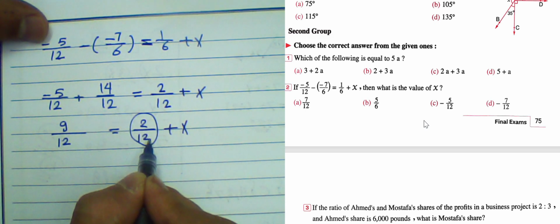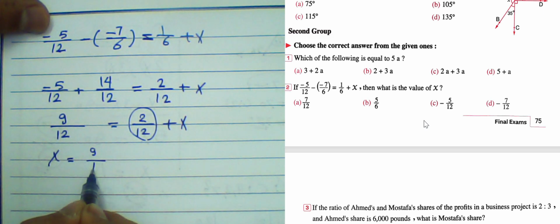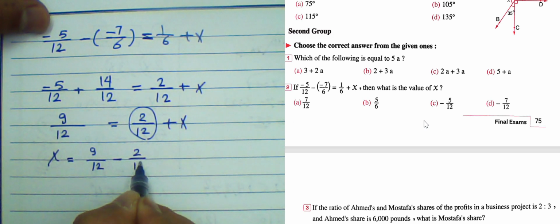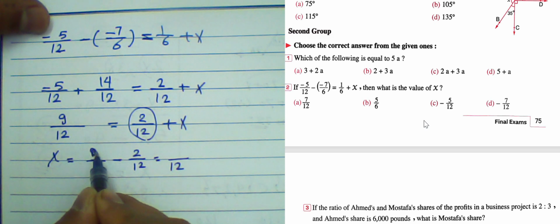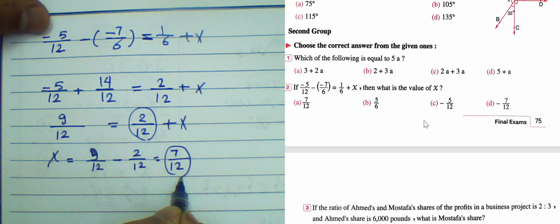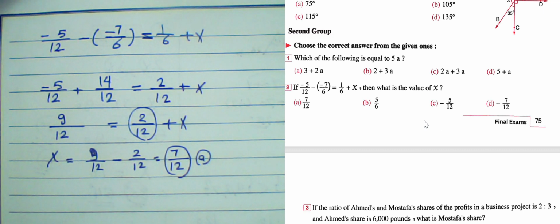We must move 2 over 12 to the left hand side to find the value of x. Write 9 over 12 subtract 2 over 12. This is the difference between them. 9 minus 2 will be 7. Then the result will be 7 over 12. Choose letter E for this example.